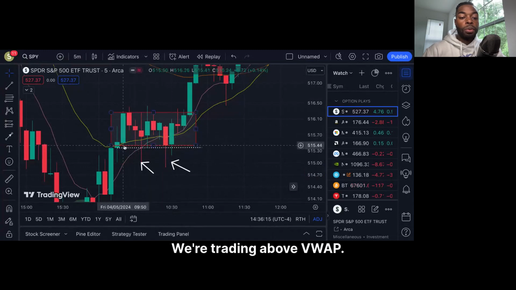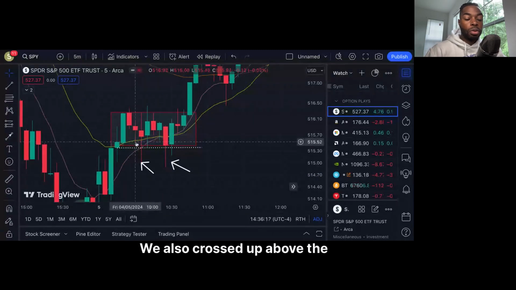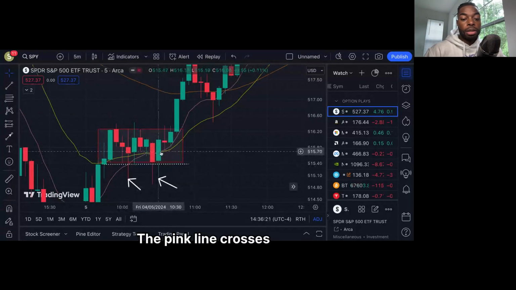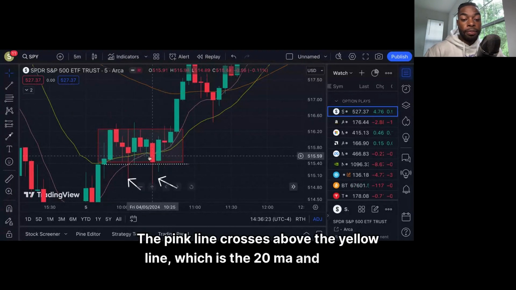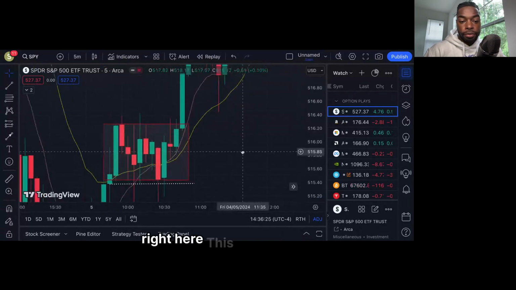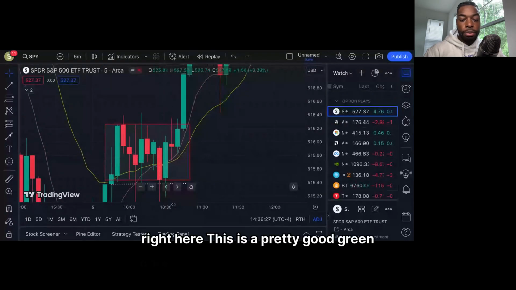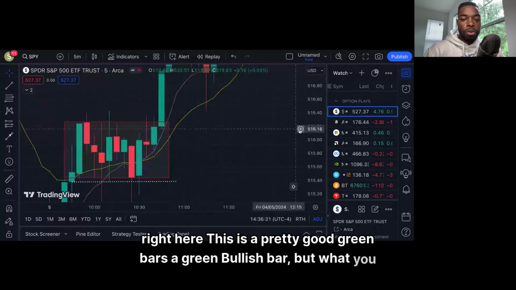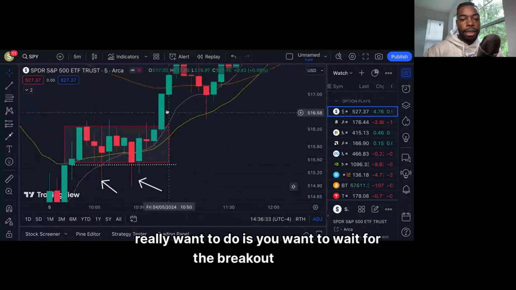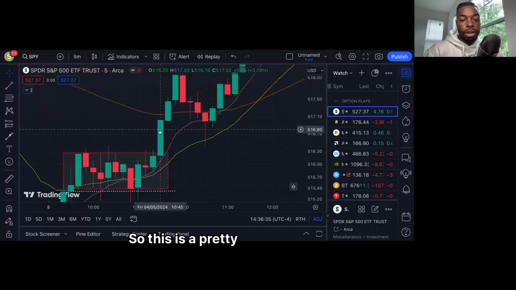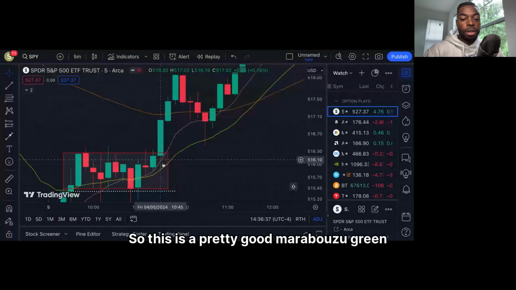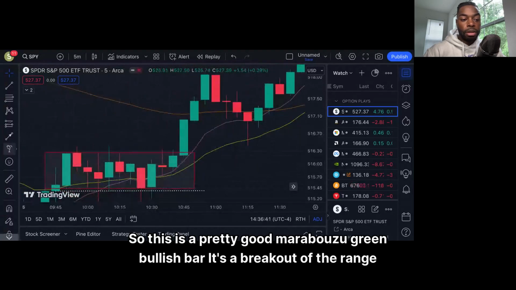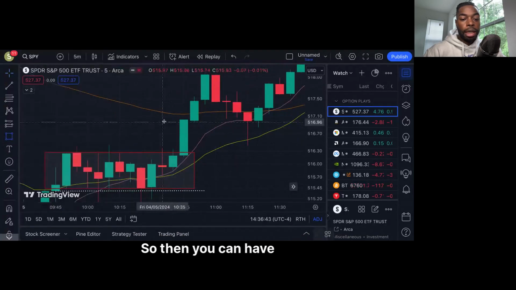We're trading above VWAP. We also crossed up above the 20 MA. VWAP, the pink line, crosses above the yellow line, which is the 20 MA. And this bar right here is a pretty good green bullish bar. But what you really want to do is wait for the breakout above. So this is a pretty good Marubozu green bullish bar. It's a breakout of the range. So then you can have your entry here.